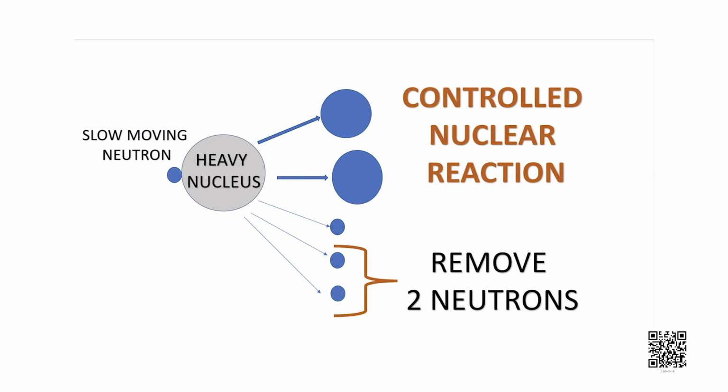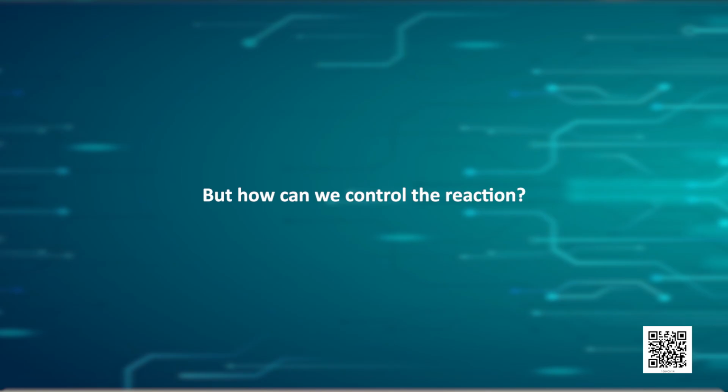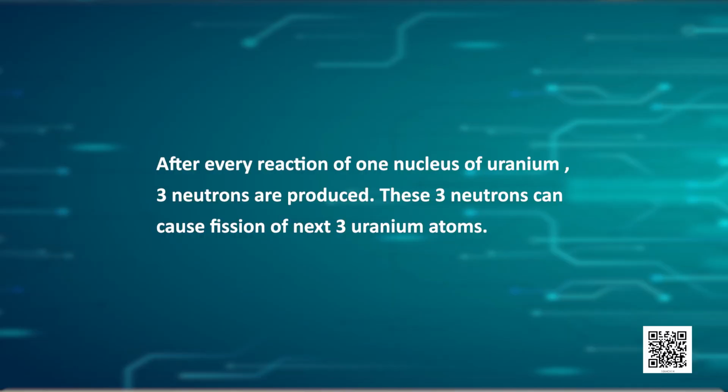So, in a nuclear reactor designed for electric power generation, such nuclear fuel undergoes a controlled fission reaction that releases energy also at a controlled rate. But the question is, how can we control the reaction? For example, after every reaction of one nucleus of uranium, 3 neutrons are produced. These 3 neutrons can cause fission of the next 3 uranium atoms.